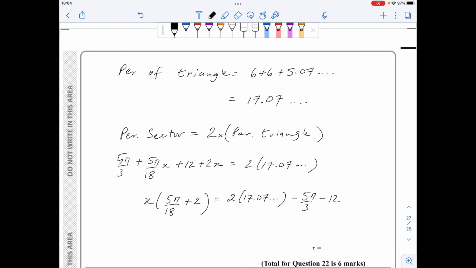The right hand side will be 16.9 and so on. So x is equal to 16.9 divided by this number. So let's write it down: 5 pi over 18 plus 2, which will give me 5.89, correct to 3 significant figures, and this is my final answer.